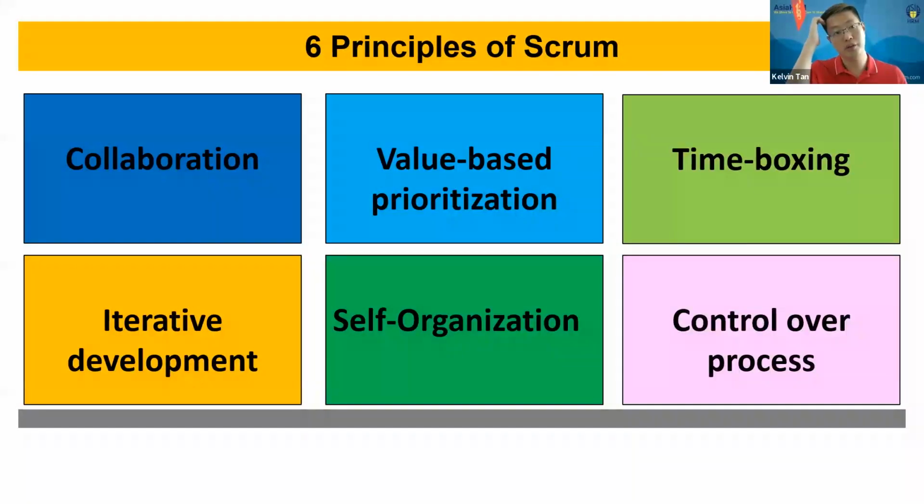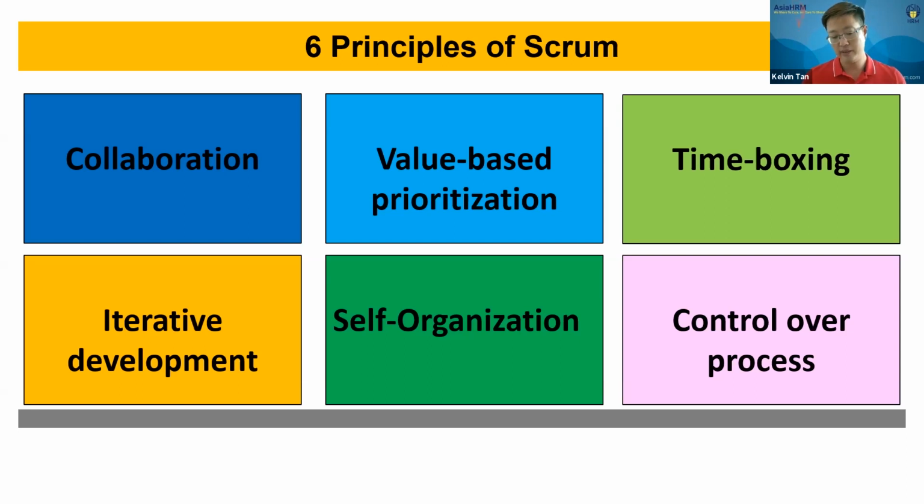We look at the next portion, which is the 6 principles of Scrum. Scrum itself, we talk about collaborating, okay? We talk about value-based prioritization, we talk about time boxing, we talk about iterative development, self-organization, and control over process. I'm going to go on with the first one. Control over process here, ladies and gentlemen. In Scrum, a lot of people are going to be thinking, oh, what is all this? Yeah, I'm going to simplify a lot of things for you all.